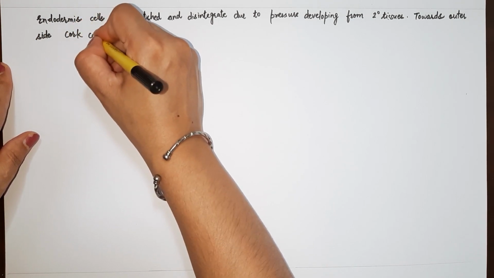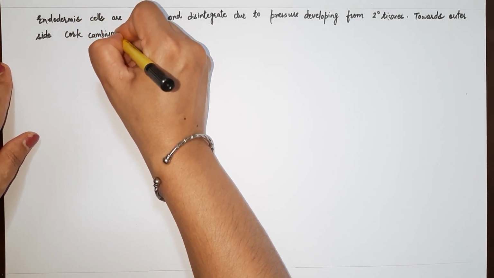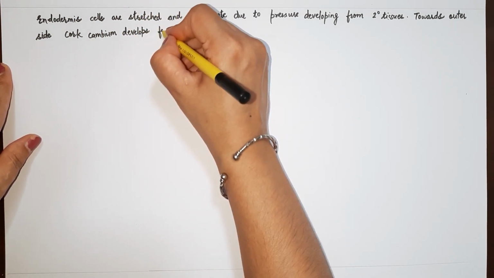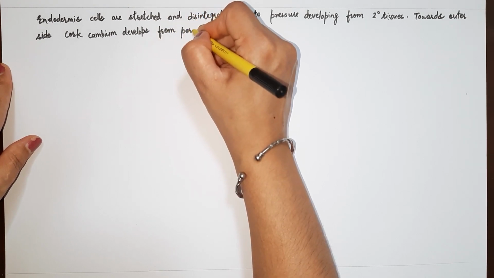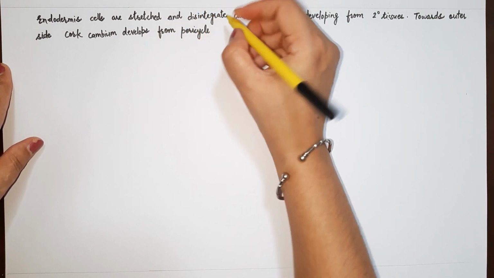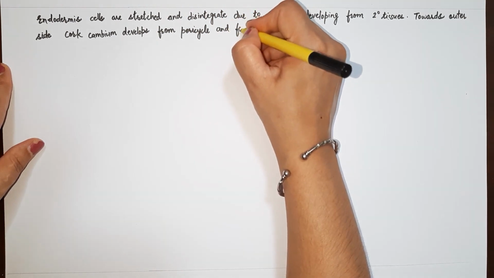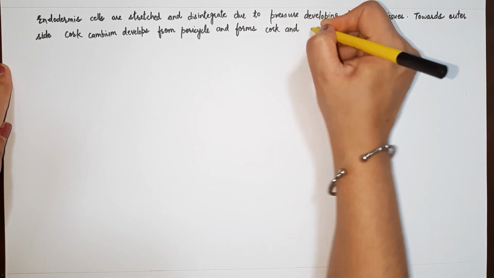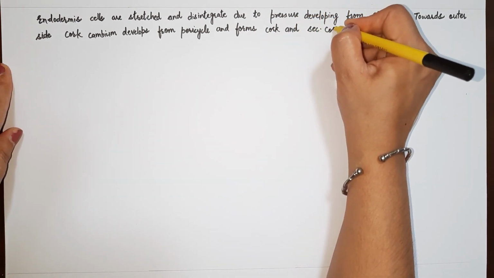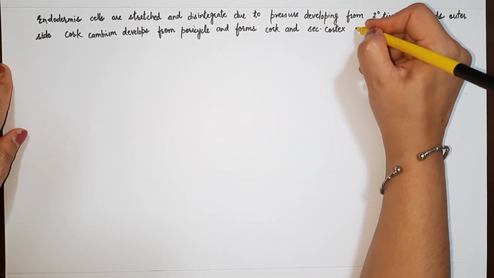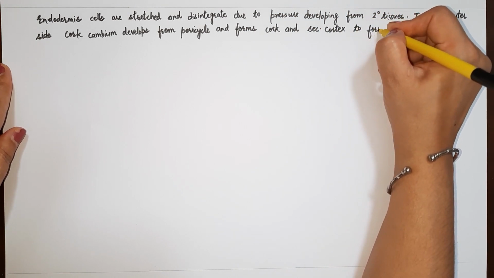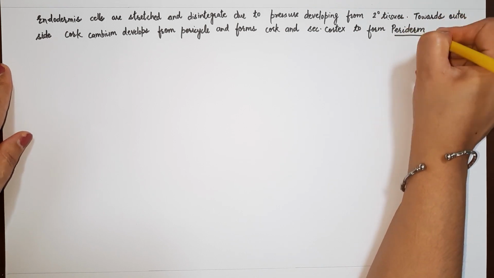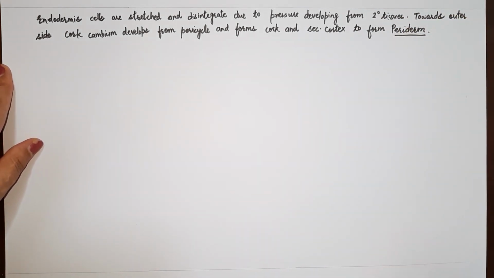Cork cambium develops from pericycle and forms cork and secondary cortex to form periderm. Okay, this part is same. The third step is same, that is the formation of periderm.